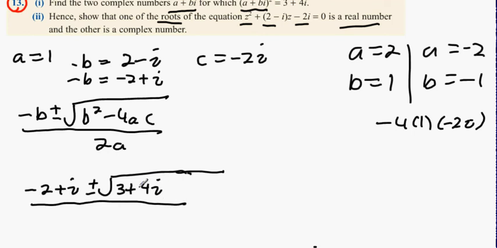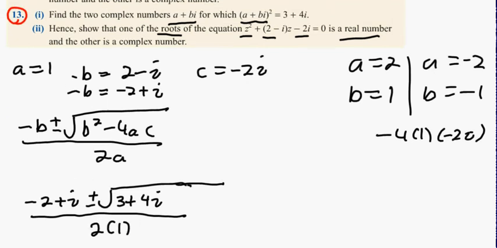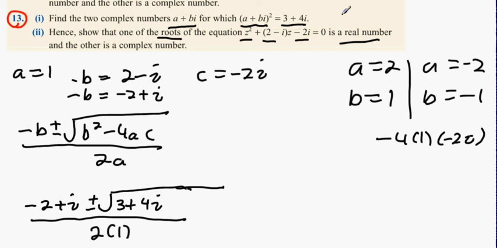All over 2a. And 2a is going to be 2 times 1. Now, what we solved in the first part of the question was, what is the square root of 3 plus 4i? We know that a plus bi, if we square root both sides, has to be equal to 3 plus 4i. We can take the positive or the negative version. We might as well take the positive version, 2 plus 1i.